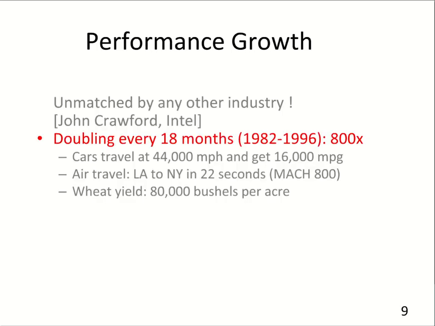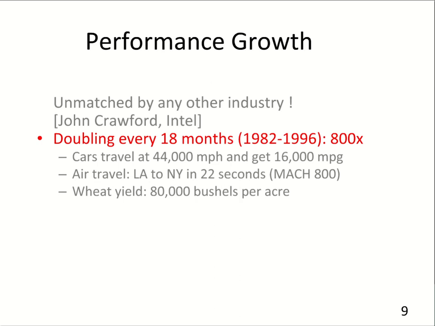So if we think about this performance growth relative to other industries, it's actually pretty amazing. These are some numbers that John Crawford, who's an Intel fellow, put together a while ago in a talk. If you think about performance growth in the computer industry from, say, 1982 to 1996, and you assume that it's been doubling every 18 months, which is a metric or a result that actually matches reality, cumulatively that's an 800x improvement in performance in computing systems.